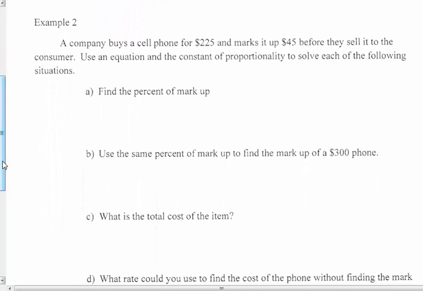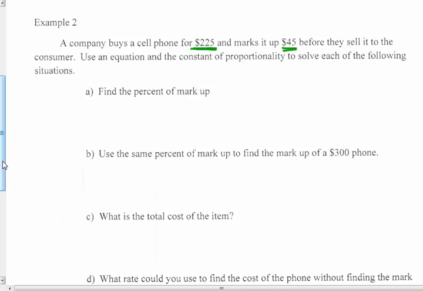A company buys a cell phone for $225 and then marks it up $45 before they sell it to the consumer, the customer. Probably because they have to pay company bills and everything. If they bought it for $225, they've got to pay their salespeople and lighting and building costs and everything else. Of course they're going to mark it up a little bit. Use an equation and the constant of proportionality to solve each of the following situations.